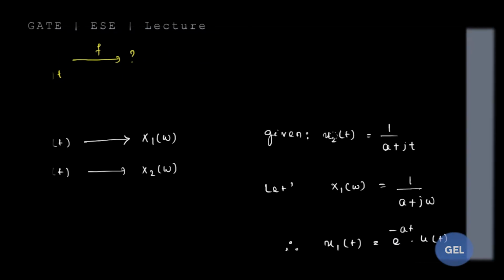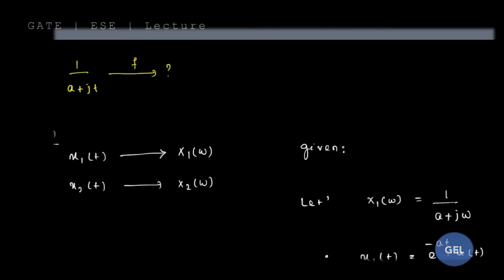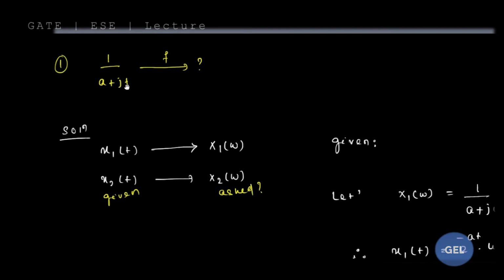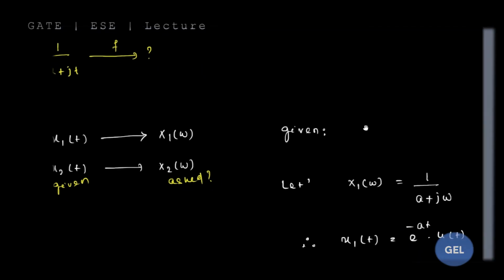Now what is given? This thing is given, and this thing is asked. Please have clarity in this. This is nothing but your x2(t), and you have been asked to find x2(omega). So given is x2(t), which is nothing but 1 by a plus jt.